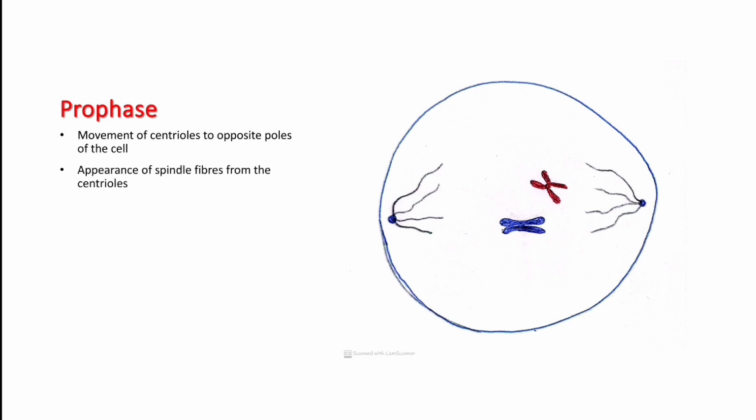And then appearance of spindle fibers from the centrioles. They are going to start developing, growing from the centrioles. So spindle fibers will appear from the centrioles. And then disappearance of the nuclear membrane and nucleolus. So the nuclear membrane is going to disappear. For those that do not know, the nuclear membrane is just the boundary of the nucleus.